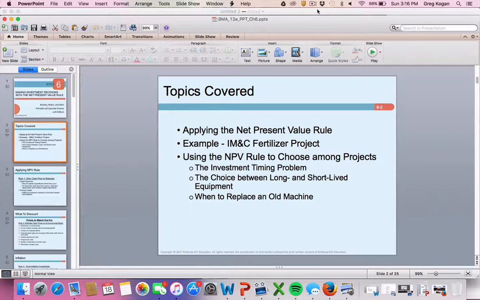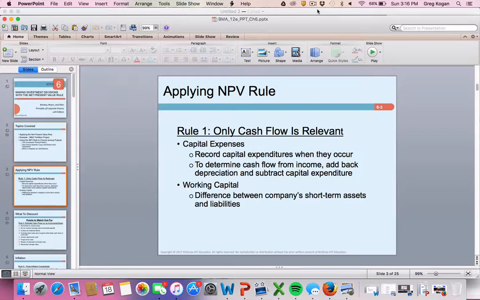So we're gonna go over essentially the details of net present value, look through a detailed example, how to apply net present value, using the NPV rule to choose among projects, and basically the main rule with NPV is that only cash flow is relevant.